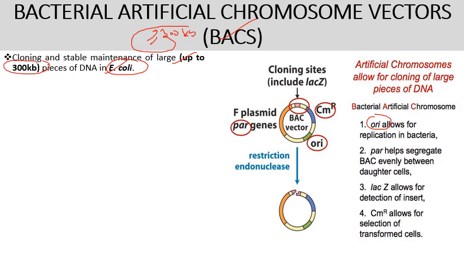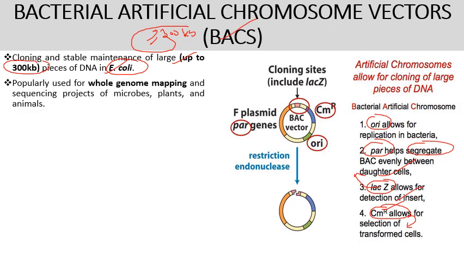and it contains ORI, that is for origin of replication. Then it contains certain genes which helps in segregation of BAC only between daughter cells, that is PAR genes. Then it contains LAC-Z gene that I have already discussed. So this gene helps in detection of transformed and non-transformed cells. Then it contains one antibiotic resistant gene, that is CMR. So this antibiotic gene also helps in differentiation of transformed cells from non-transformed cells. So popularly, these type of vectors are basically used for whole genome mapping. जो large प्रोजेक्ट्स हैं जिसमें बड़े बड़े जीनोम्स की सीक्वेंसिंग की जाती है, उस प्रोजेक्ट्स में हम इन वेक्टर्स को यूज़ करते हैं, like for the sequencing of genomes of microbes, plants and animals.